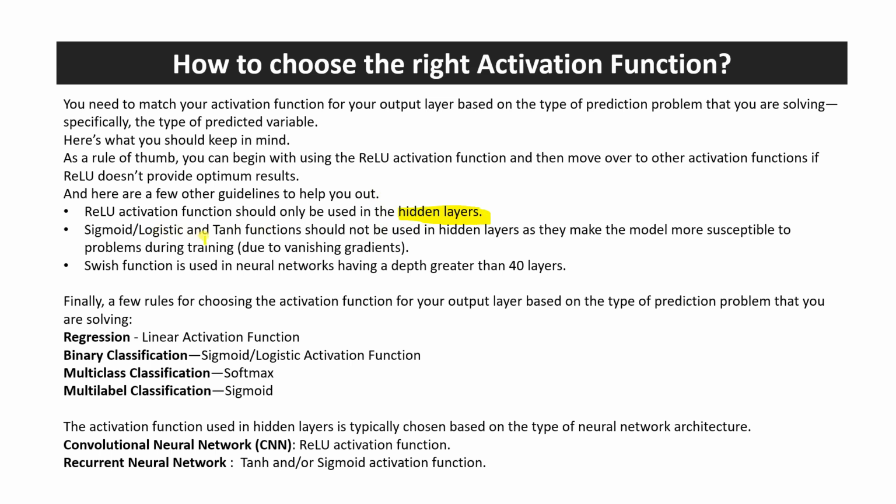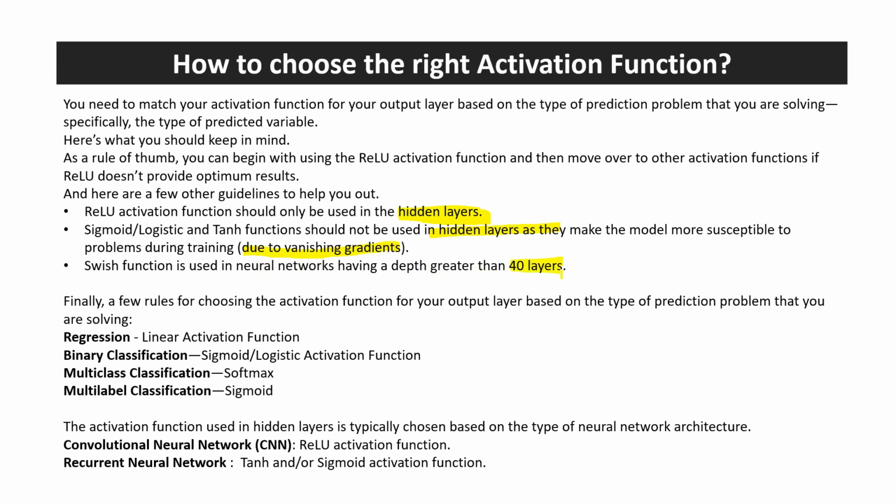The Sigmoid, logistic, and Tanh functions should not be used in the hidden layers. You cannot use the Sigmoid and Tanh activation functions in the hidden layer, as they make the model more susceptible to problems during training due to the vanishing gradient problem. That's why you cannot use them in hidden layers, because in the hidden layers the weights and biases are updated.